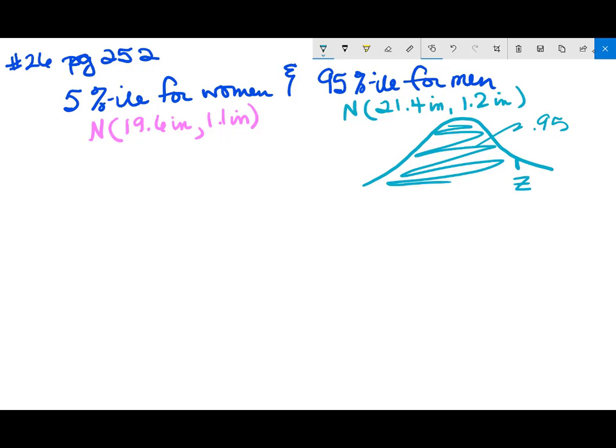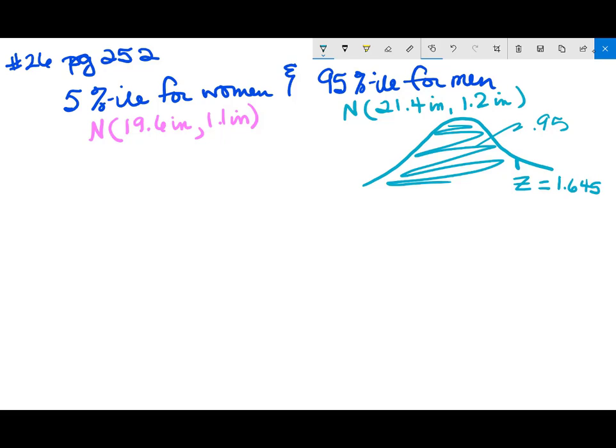I'm going to use StatCrunch, and I'm going to leave the value for my x blank, and I'm going to put 0.95 in for my probability, and I get that the z-score for this one is 1.645.